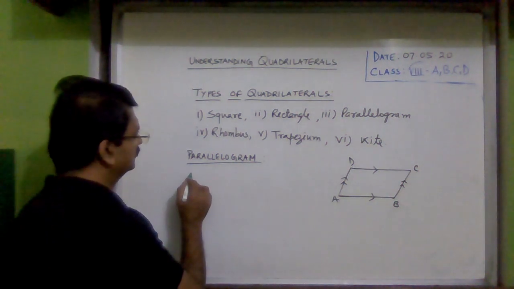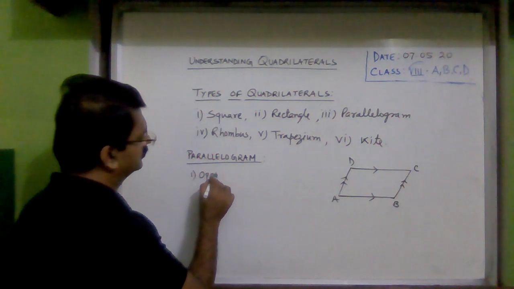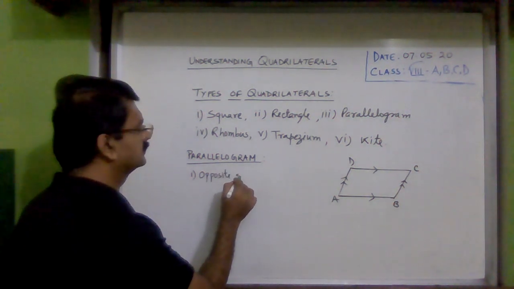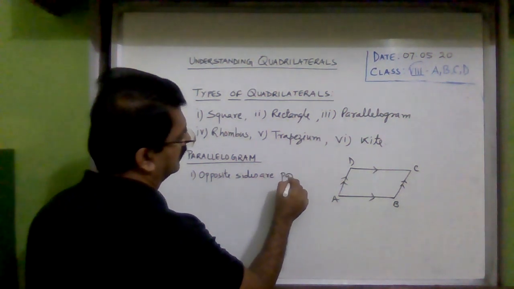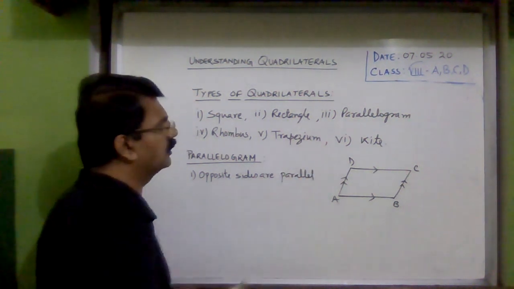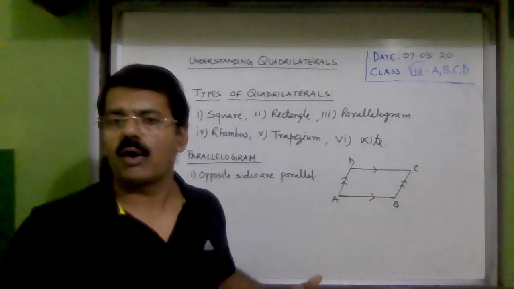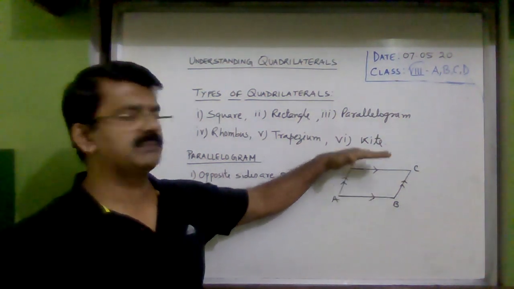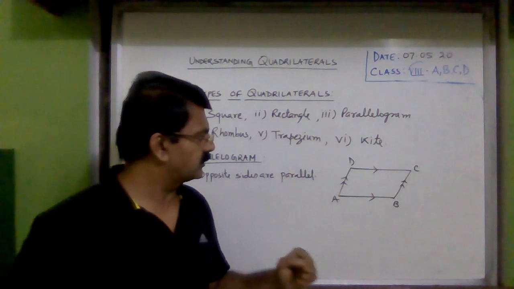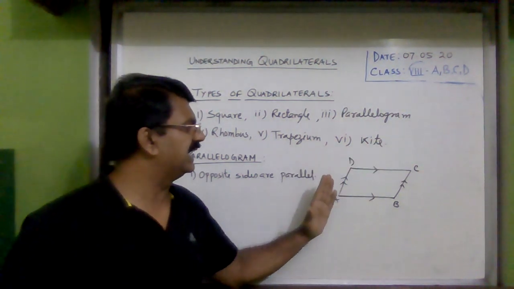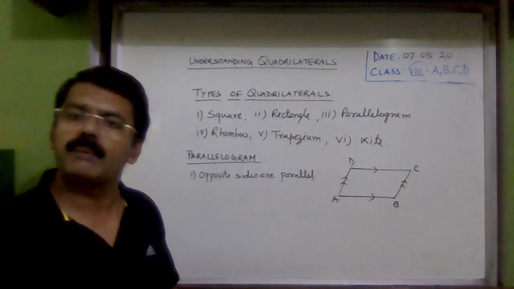First property, opposite sides are parallel. So a quadrilateral will be called a parallelogram if the opposite sides are parallel, meaning AB is parallel to DC and AD is parallel to BC. If the opposite sides are parallel, then it is called a parallelogram.